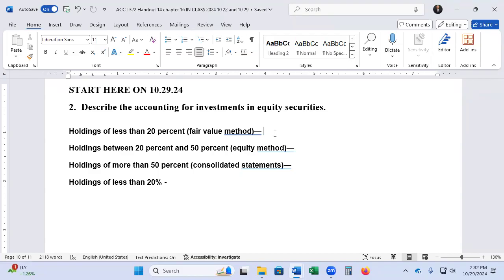But you can own less than 50% and still have to do equity. And the way that they usually decide it is, do you share members of the board? Are you able to put members on the board on your own? And that gives you some control. So keep in mind, while this is the general rule, it's not hard and fast. All right. So for holdings of less than 20%, it's assumed that the investor has a passive interest. And so we're going to use the fair value method to account for this investment.